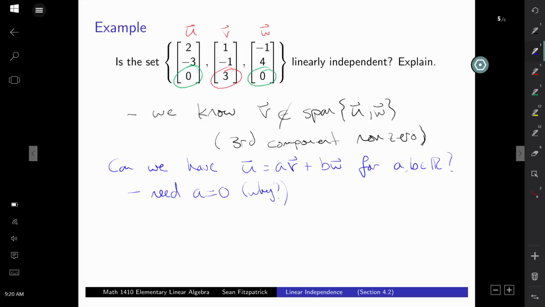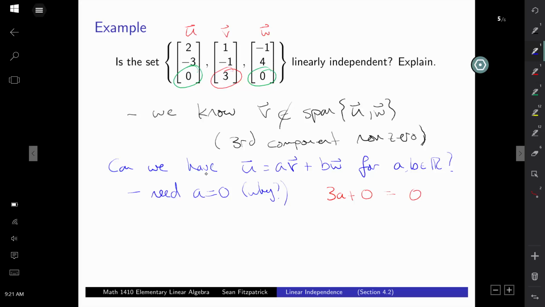Why do we need a equal to 0? Well, if a is not equal to 0, I would have 3a in the third component for that v. I'd be adding 0, whatever multiple I have for my w, right? I'd be doing b times 0 in that spot, so I would have 3a plus 0. Well, that would have to equal 0, and so that tells me that a has to be equal to 0.